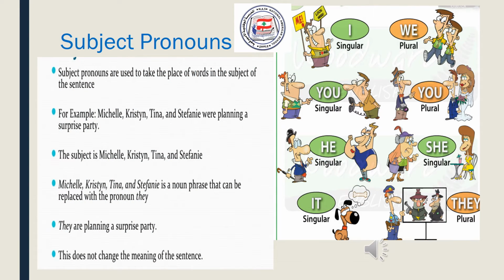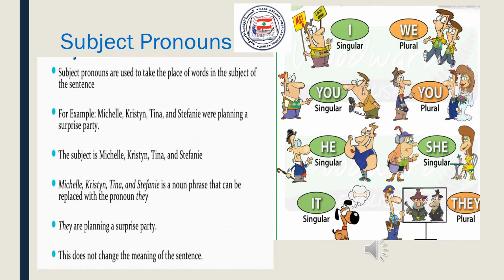As you see in the picture on the right, there are singular subject pronouns and plural subject pronouns. The green bubbles show us the singular subject pronouns, which are I, you, he, she, and it. And the plural subject pronouns are in orange: we, you, and they. Subject pronouns are used to take the place of words in the subject of the sentence.